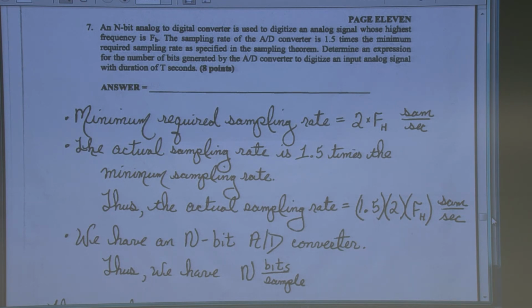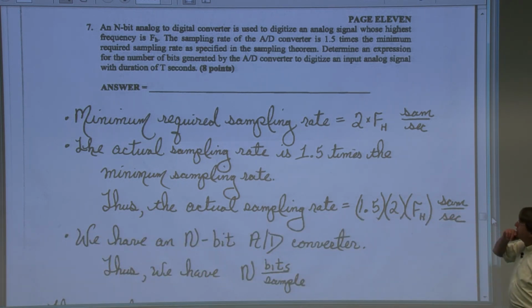So the minimum sampling rate is 2 times the highest frequency. We're going to sample at 1.5 times that. So it's 1.5 times 2 times the highest frequency, and determine the number of bits generated to digitize a signal of t seconds duration. So there's no numbers really. There's the 1.5, and the highest frequency is f sub h.